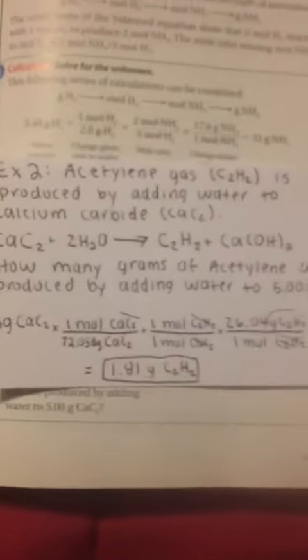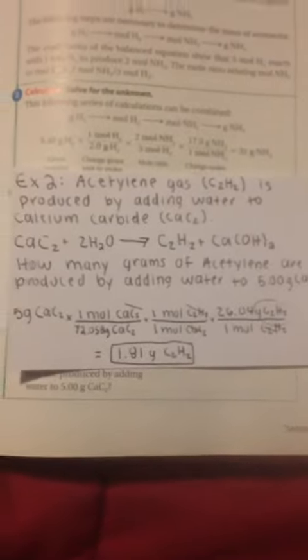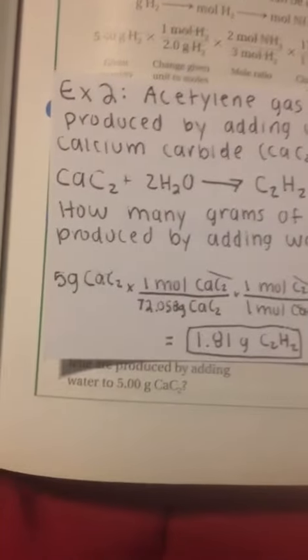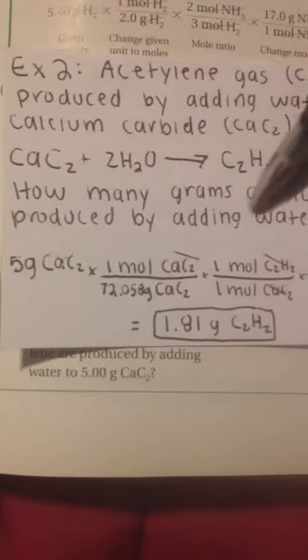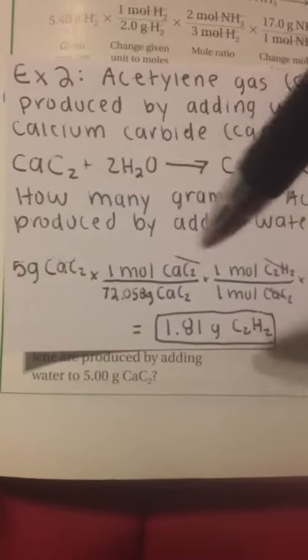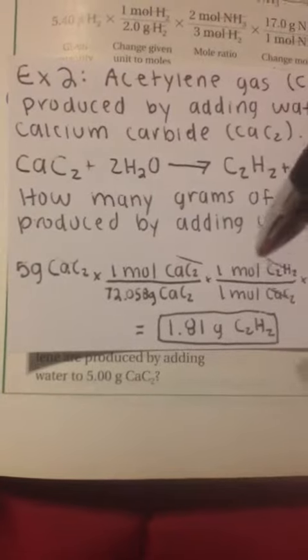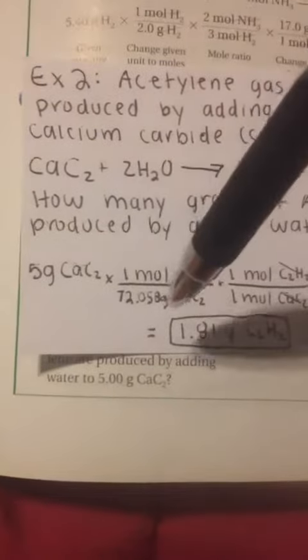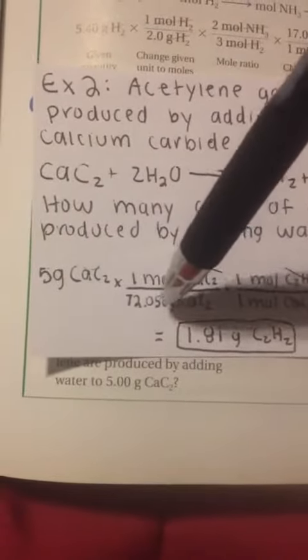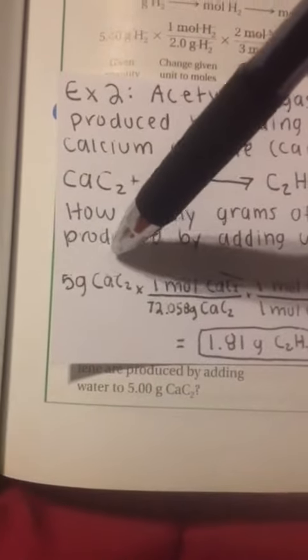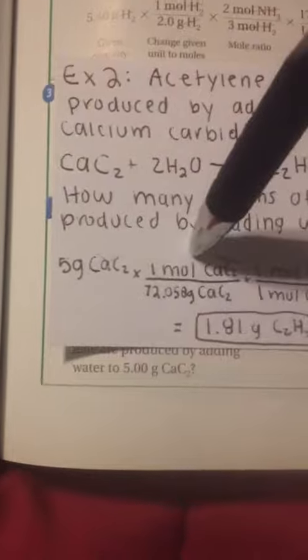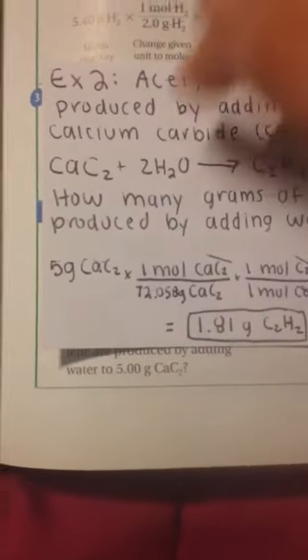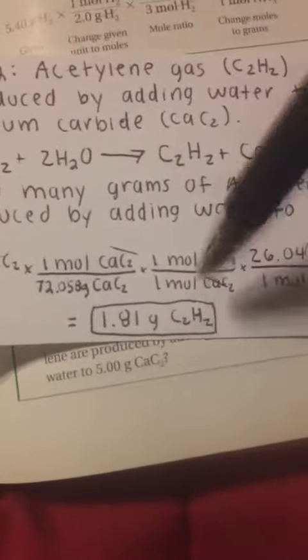So here we have the question again and the equation. First you start off with 5 grams of CaC2, and you multiply it by 1 mole of CaC2 over 72.58 grams of CaC2, and you get this by finding the amount of grams in CaC2 when it's in 1 mole. And then you put in a mole bridge.